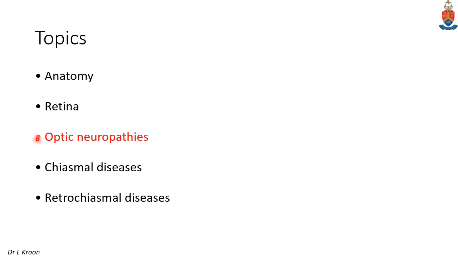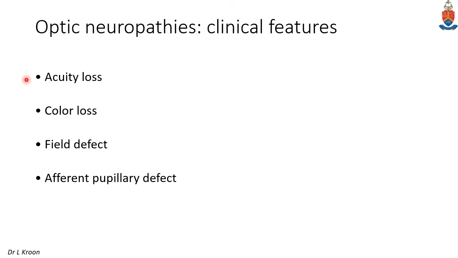Okay, so let's move on to optic neuropathies. So the clinical features of optic neuropathies include acuity loss, color vision loss, visual field defects, as well as an afferent pupillary defect. So let's talk about each of these individually.